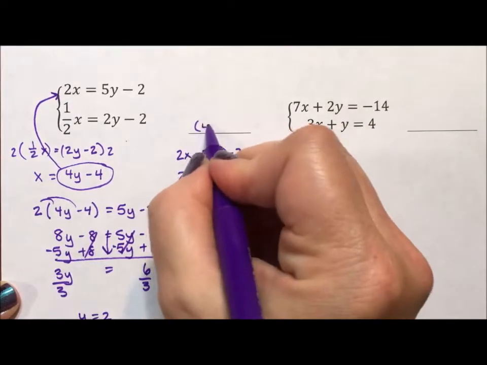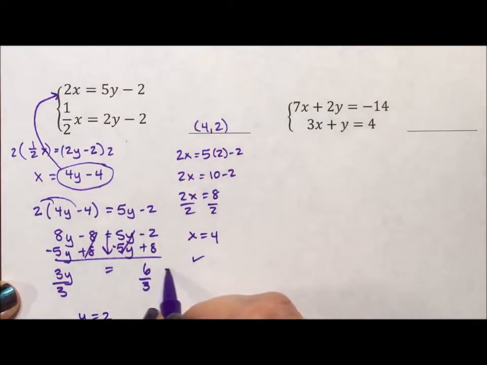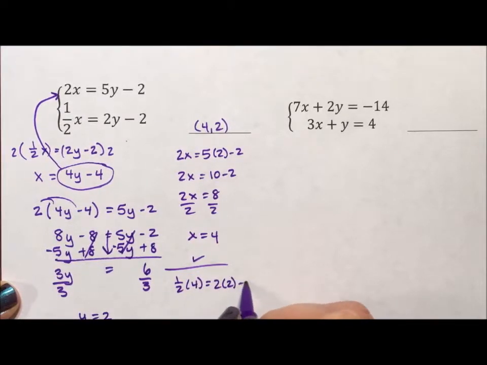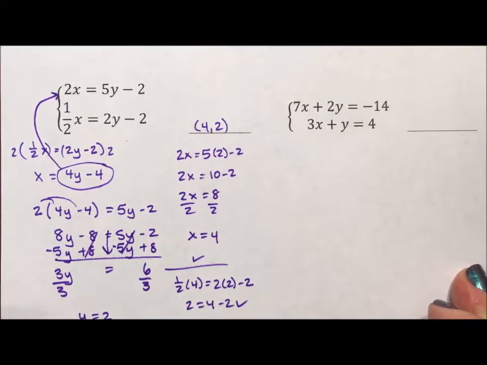So I want my answer to be (4, 2). I need to check it. Is 1/2 times 4 equal to 2 times 2 minus 2? Is 2 equal to 4 minus 2? It is, and I feel pretty confident about the answer to my problem.